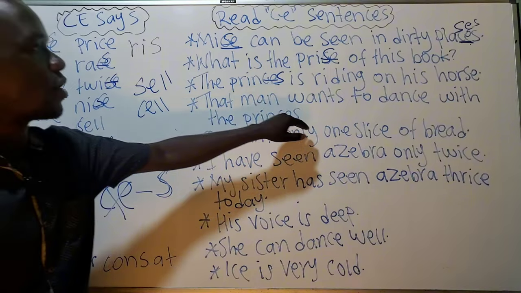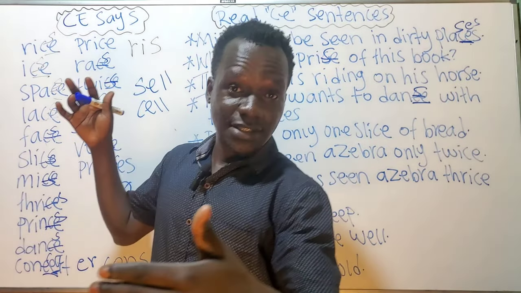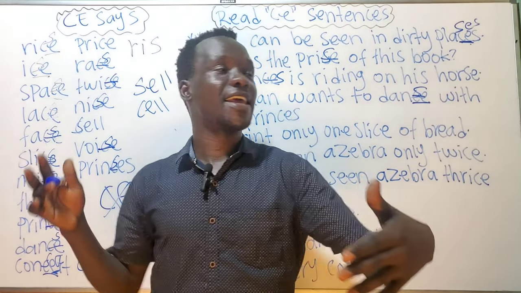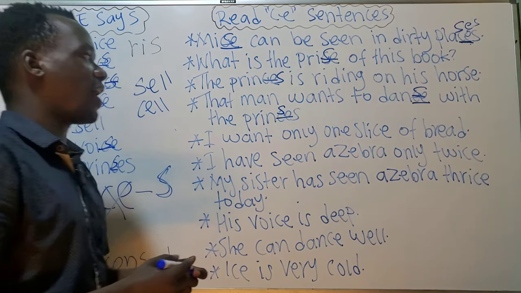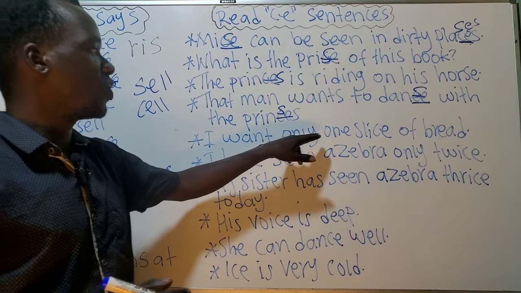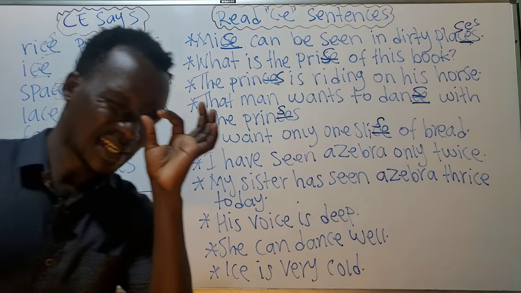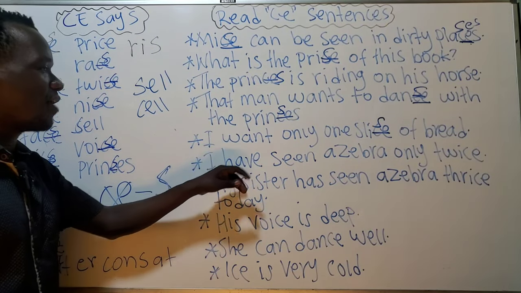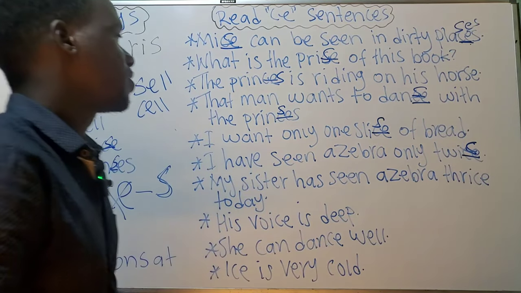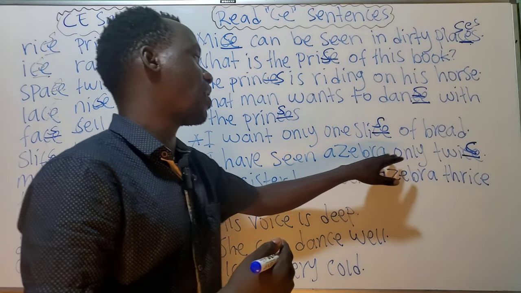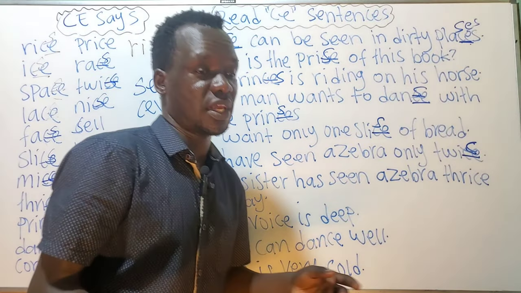That man wants to dance. He wants to dance with the princess. The princess is a daughter of a king. I want only one slice of bread. Only one slice of bread. I have seen a zebra only twice. This is S, it sounds like S. Twice means two times. I have seen a zebra only two times. That is simply the meaning.